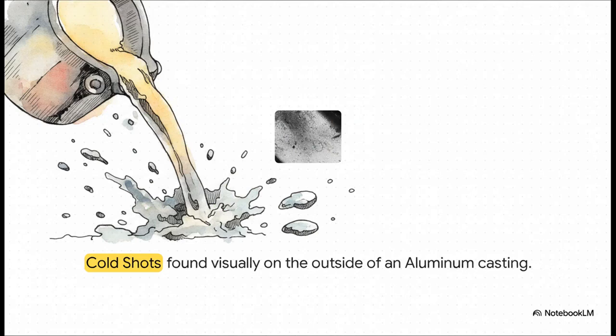Now, sometimes the problem isn't cooling too slowly, it's pouring too fast. When molten metal is poured really rapidly, it creates turbulent splashing. These little rogue droplets, they're called cold shots, solidify way too quickly. They fail to bond with the rest of the casting, so they act almost like unwanted hitchhikers just stuck to the outside of the part.